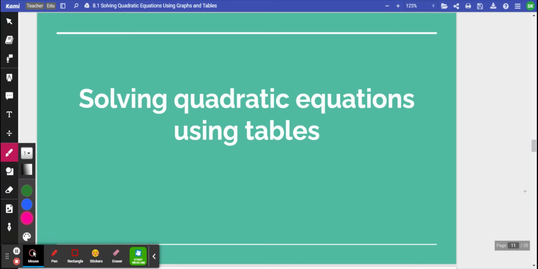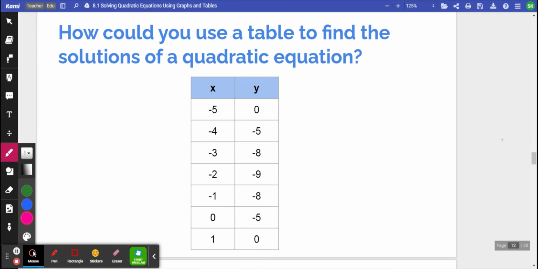All right, now let's work on solving quadratic equations by using tables. So how could you find the solution to a quadratic equation from this table? What would you look for? Well, we know that when we are solving quadratic equations, we are looking for the zeros. We also know that the zeros are the same thing as x-intercepts of our quadratic function.